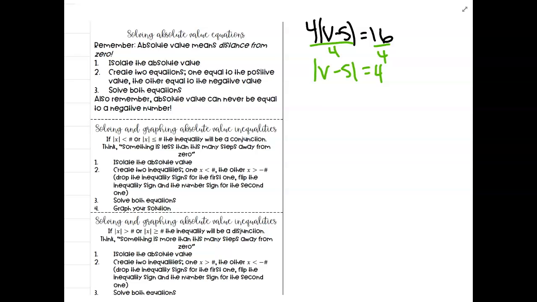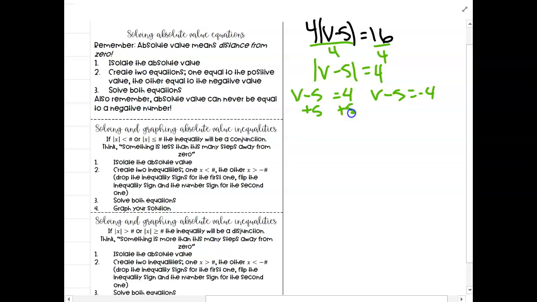You're going to create 2 equations, one equal to the positive value, one equal to the negative value. Because remember, something has an absolute value of 4, so something's 4 steps away from 0. The 2 things that are 4 steps away from 0 are 4 and -4. So your 2 equations could equal 4 or it could equal -4. What goes on the other side of your equation is whatever's on the inside of your absolute value, so v minus 5. And then you're going to solve both equations.